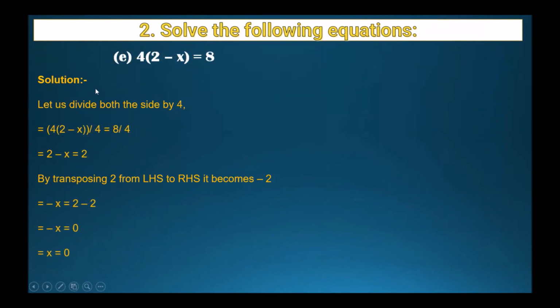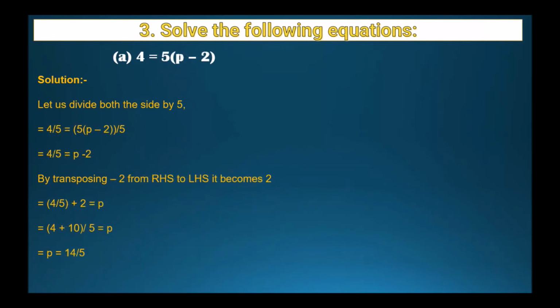4 bracket x minus 2 minus x equals 8. First we will divide both the sides with 4. So this 4 will cut. So 2 minus x, 8 upon 4 is 2. Now we will bring this 2 from LHS to RHS, so it will become negative. So minus x equals 2 minus 2. So minus x equals 0. We can bring this 0 to this side. So it will become x equals 0.